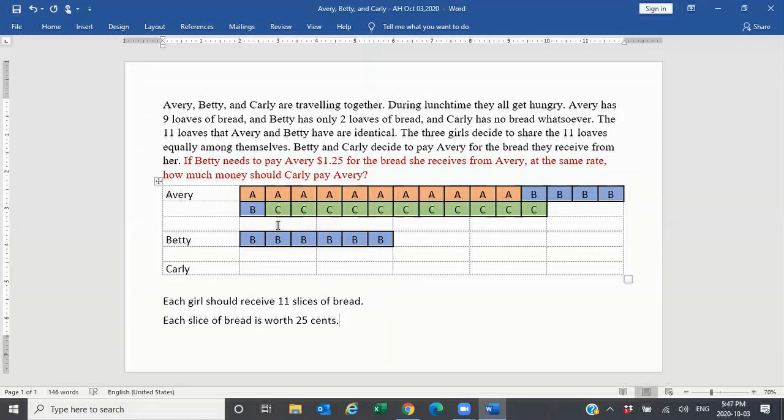There we go. Okay, now to count Carly's bread. She has 11 slices, so I'm going to group them in dollars. As we said before, 4 slices of bread is $1 because 4 quarters make a dollar. Right, that's $1. $2. There's 3 slices, 25, 50, 75. So Carly has $2.75.